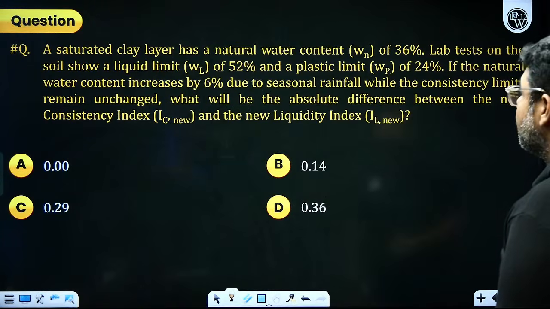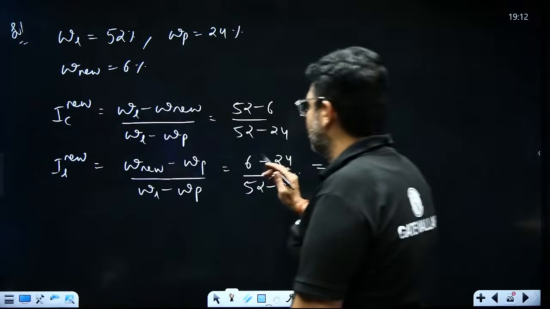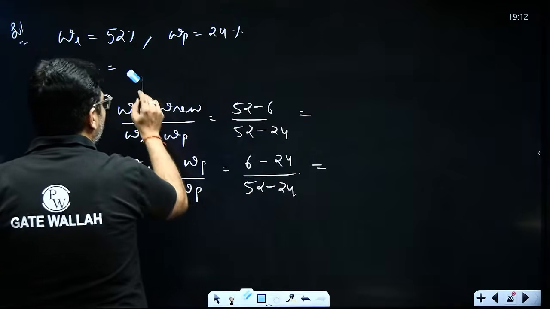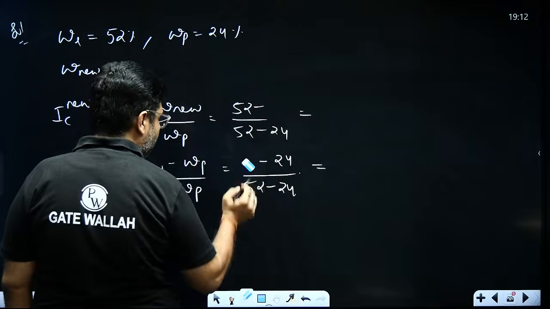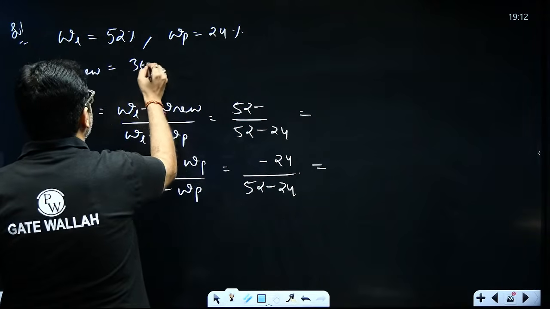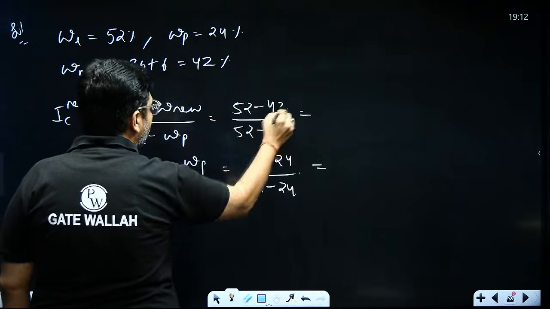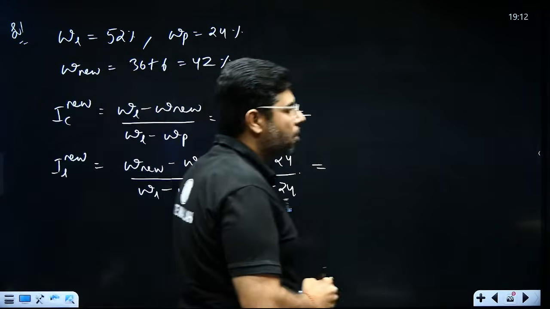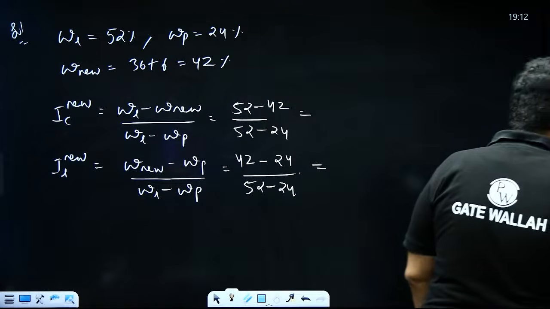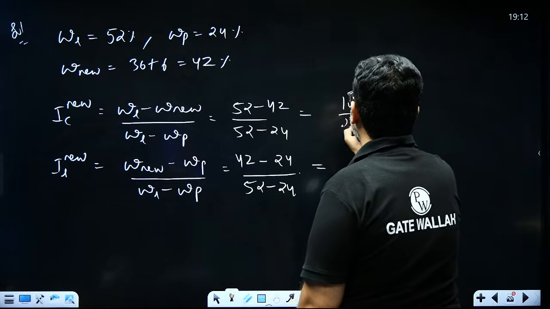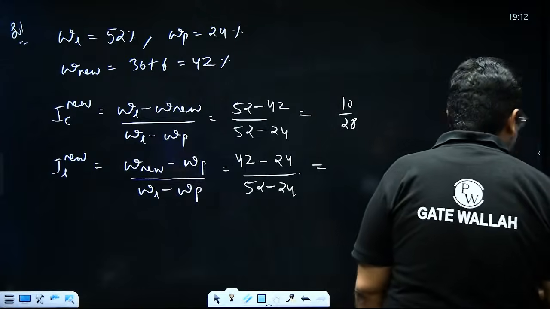Sorry, it increases by 6%. Very sorry, I have written it wrongly, please forgive me. This is 36 plus 6, that is 42%. This will be 42, 42. Now it's perfect. So it is 10 by 28 and then 18 by 28.